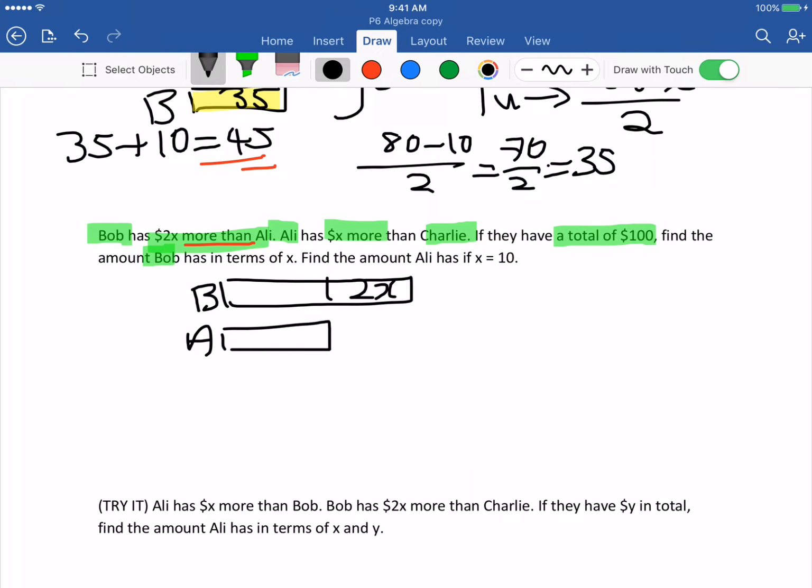Take the clue. Next one, Ali has X dollars more than Charlie. So that means Charlie will have less. So where's the X in the model? This. In model drawing, you have to be fair. If this portion is X, this portion must also be X. Take the last clue, they have a total of what? $100.